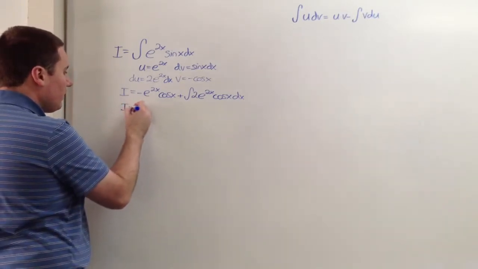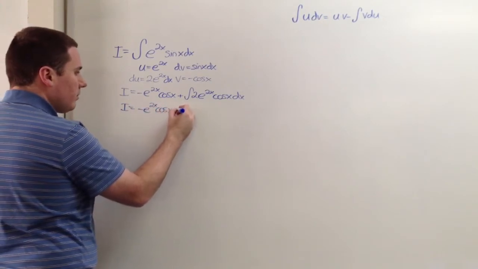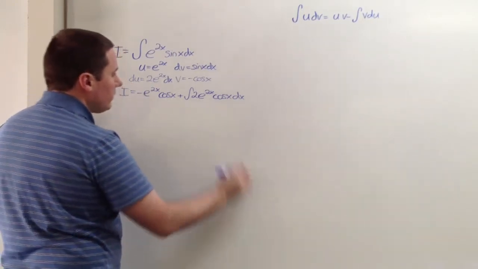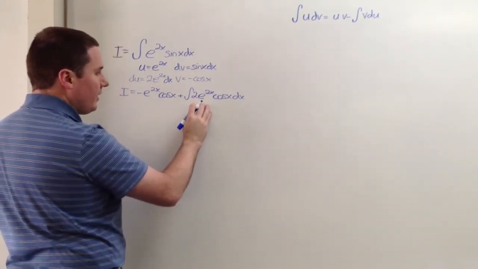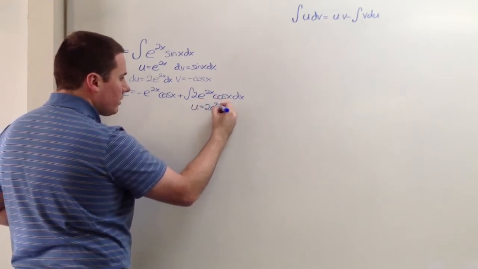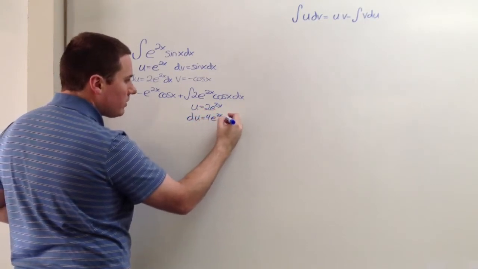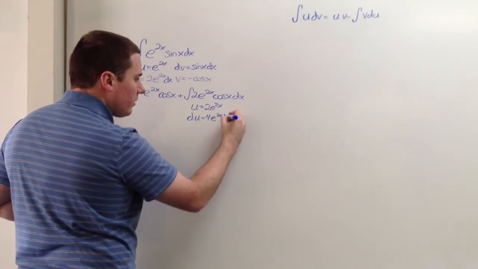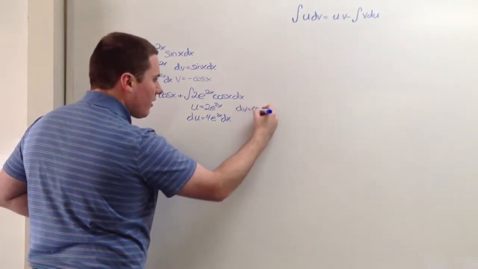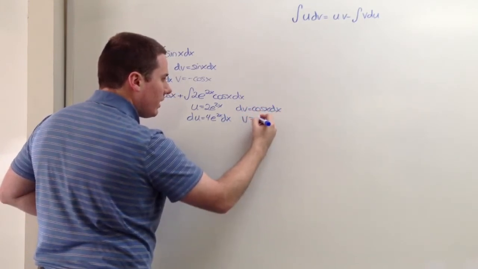So then I equals negative e to the 2x cosine x plus, actually we don't need to write that just yet, my mistake. We need to do integration by parts on this. So pick u equal to 2e to the 2x, du equals 4e to the 2x dx, cosine x dx equals our dv, so v equals sine x.